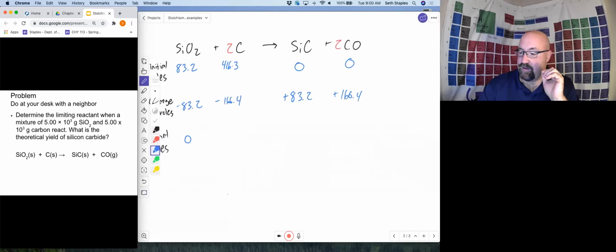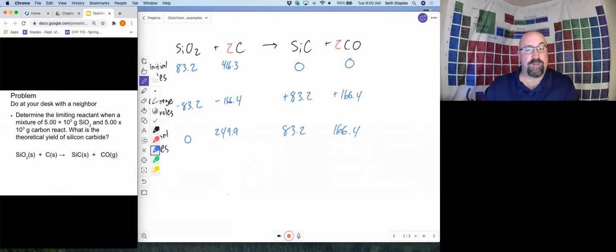And so then we could go ahead and go through and fill out the rest. We're going to have 416.3 minus 166.4. We're going to have 249.9 moles of carbon left. And we're going to end up with 83.2 moles of silicon carbide and 166.4 moles of carbon monoxide.